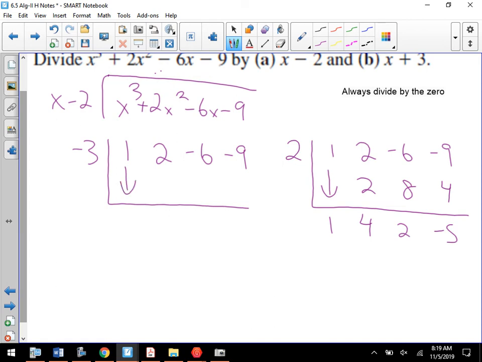Bring this down. Multiply. Add. Multiply. Add. Multiply. Add. Did I get a 0? Yeah. That means that this is a 0 of that function. Okay.